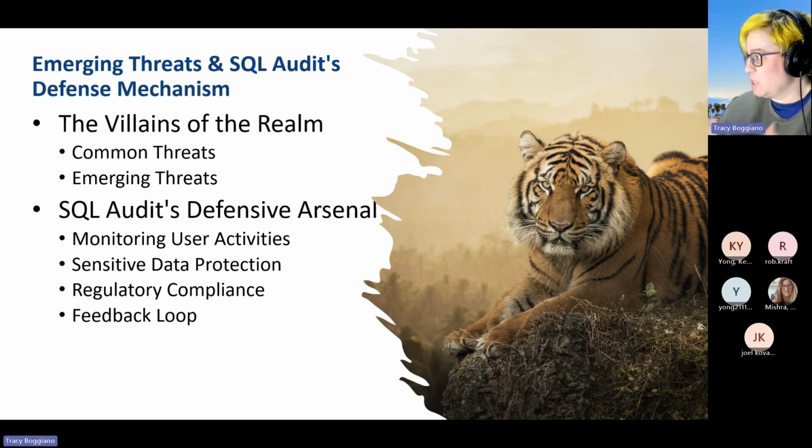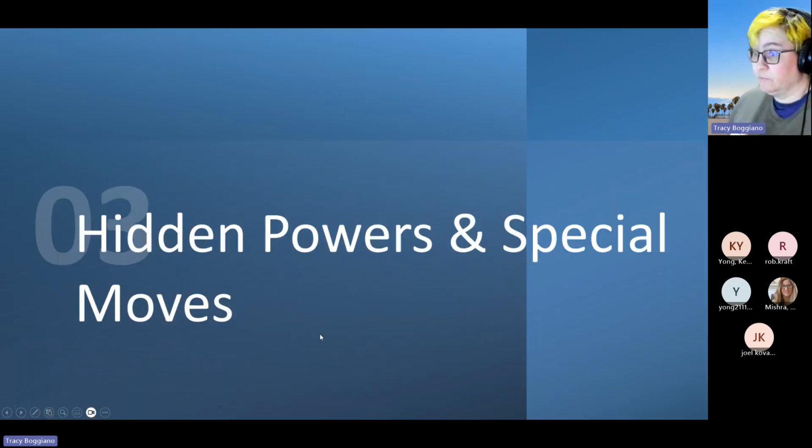Sensitive data protection, guarding the crown jewels of our database. I mean, we want that, and making sure we're compliant with regulatory compliance, meeting our standards with GDPR and HIPAA, and getting a constant feedback loop and seeing what needs to be adjusted and changed, and actually looking at the data to see if there are things that need to be changed.